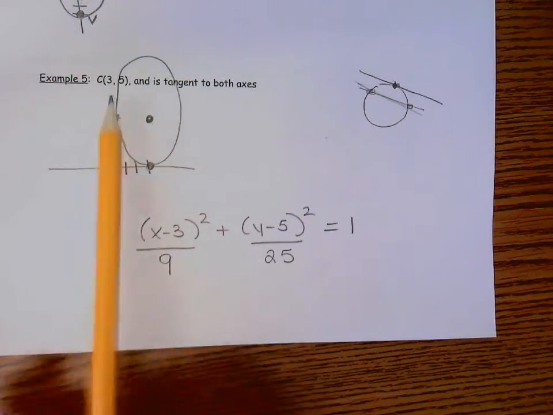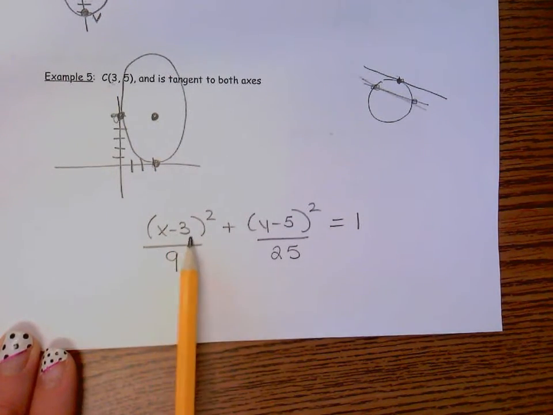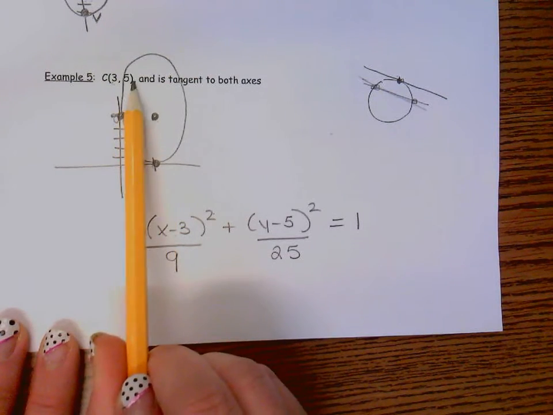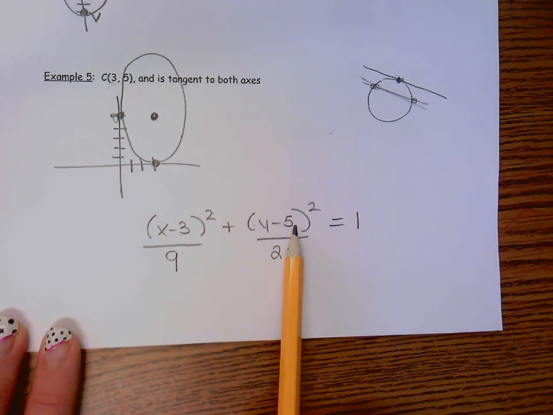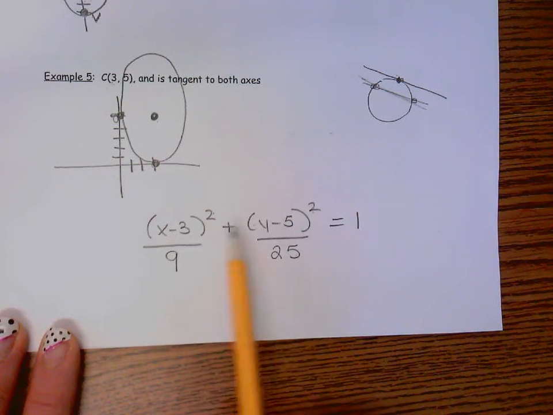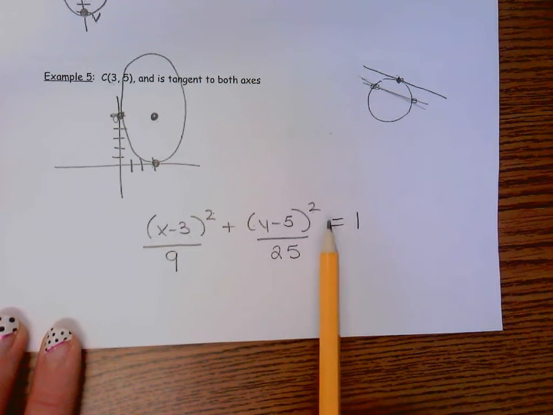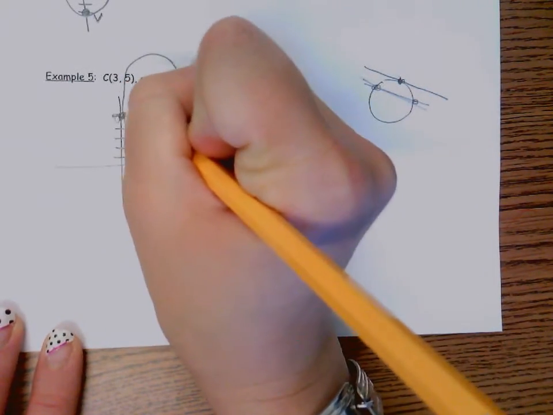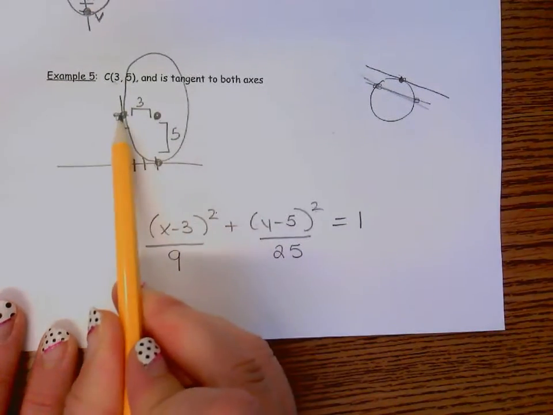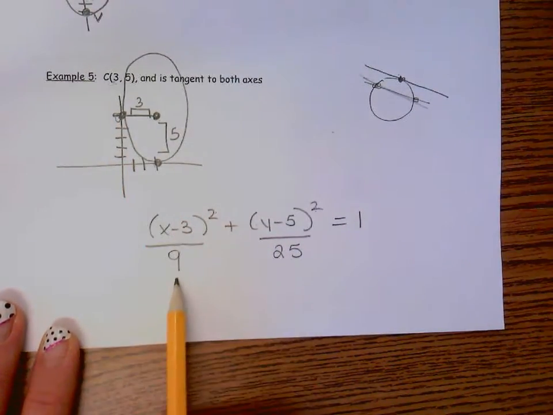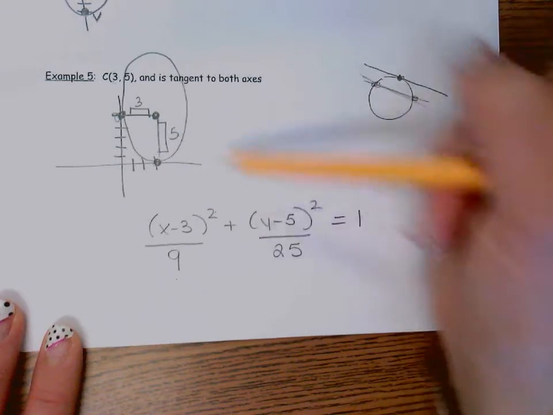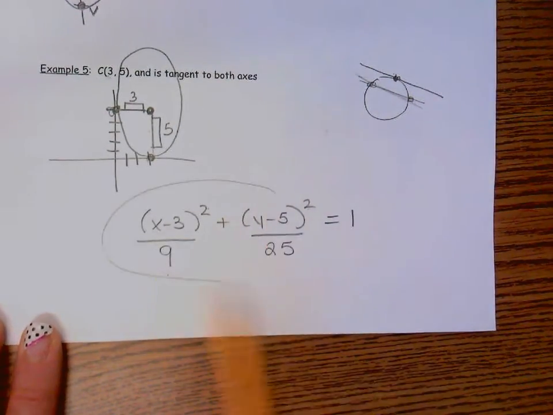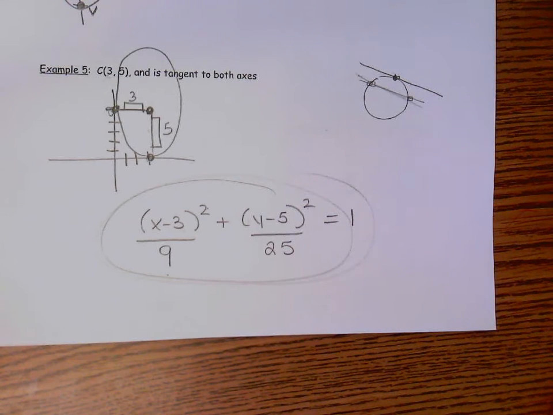So how do I go right 3? x minus 3 squared. How do I go up 5? y minus 5 squared, right? So write your center first, write it equal to 1, so you know that it's an ellipse. And then this distance is 5, and this distance is 3. So horizontally, 3 squared is 9. Vertically, 5 squared is 25. So there's a lot of information packed into an equation. It tells you where the center is, the orientation, vertical or horizontal, and how far to go to mark your vertices.